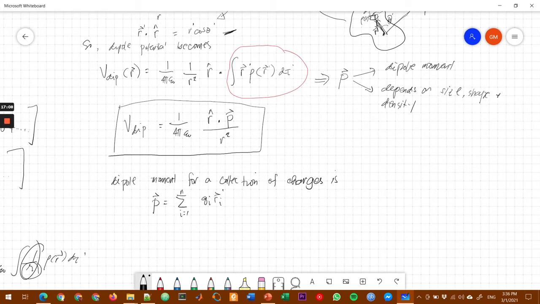So if you have a dipole, there are actually two types of dipole. We have the pure dipole and the physical dipole.